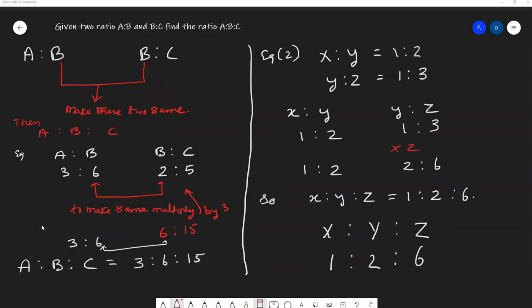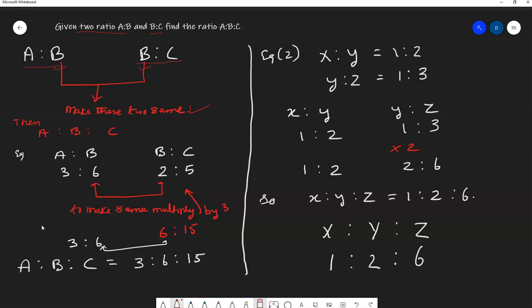There is one more concept in ratios which you have studied earlier that can be used to solve electrical problems. The concept here is, if you're given two ratios, A is to B and B is to C, find the ratio A is to B is to C. If you remember, the way you used to solve this is, first you write A is to B on the left hand side and B is to C on the right hand side, and you apply multiplication or division to make the B on the left hand side the same as B on the right hand side.